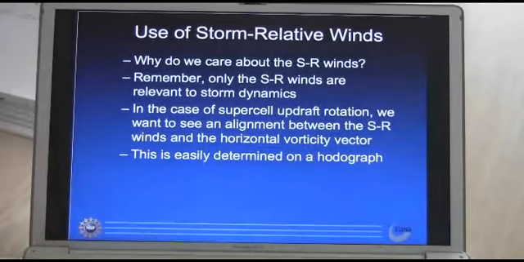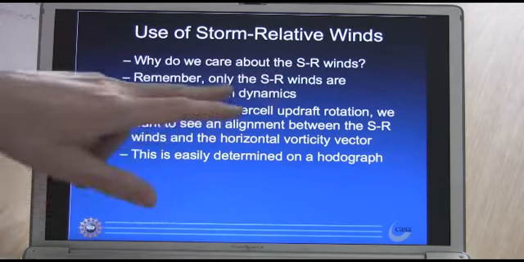Now, the bottom line is, we can do this, that's great, but so what does that mean? Why do we even care? Well, we care because, as I said before, in terms of dynamics, the storm relative winds are the only thing that really is important. They're the thing that matters. With regard to storm dynamics, that's all that matters.